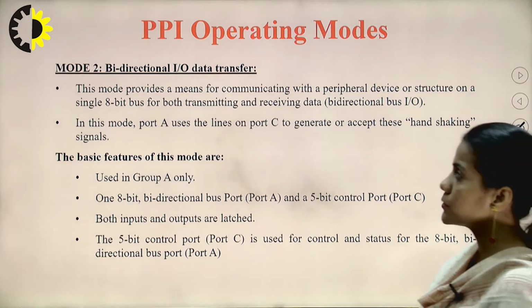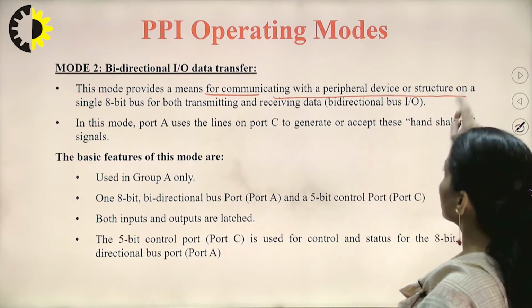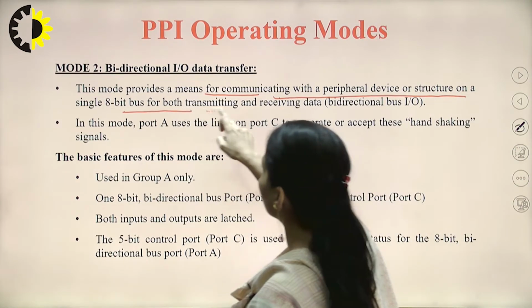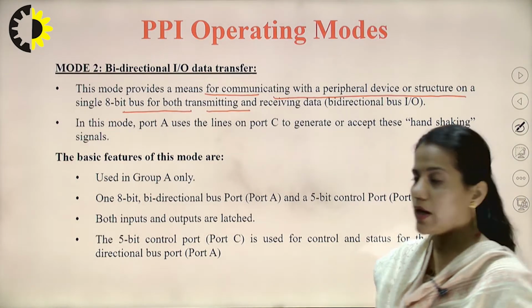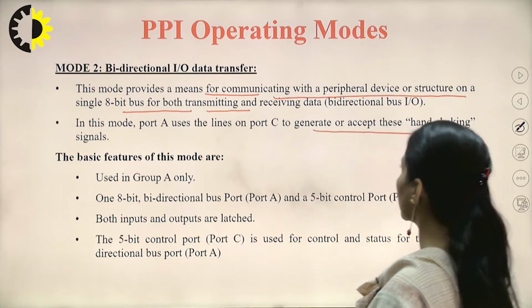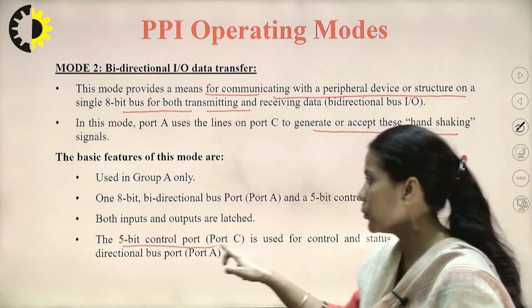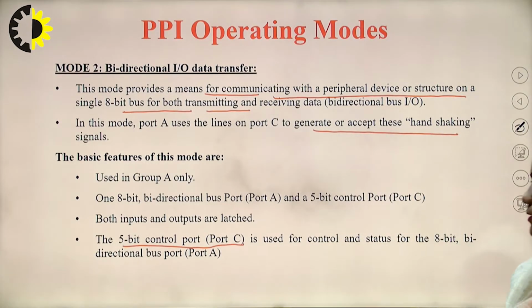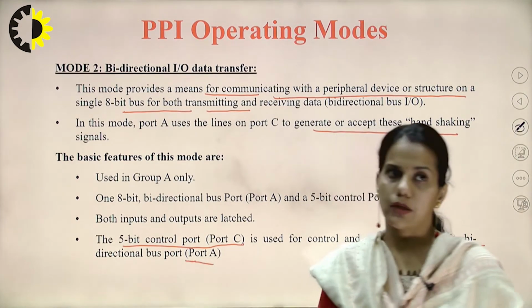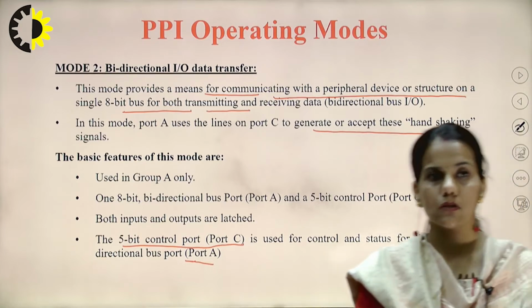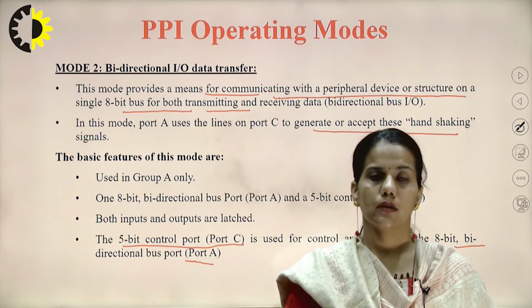Mode 2 is bidirectional input output data transfer. It provides a means for communicating with a peripheral device on a single 8-bit bus for both transmitting and receiving data. So a single port A is used, and lines on port C are used to generate or accept the handshaking signals. Five lines of port C, a 5-bit control port, are used for control and status of the 8-bit bidirectional bus port, that is port A. In this mode port B is not used, only port A and C are used, and 5 bits of port C are used for handshaking signals.